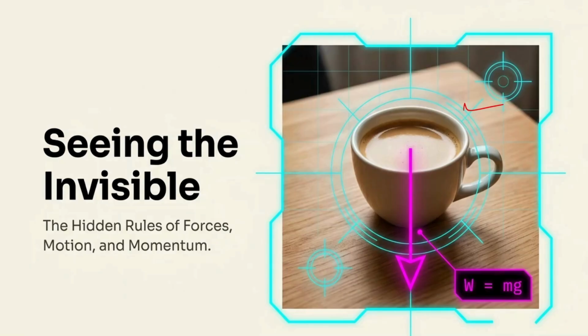The cup of tea or coffee is not moving at all. The table is not moving. There seems to be nothing interesting happening. But actually, there are several forces acting on that cup of tea. So, in this lesson, we are going to uncover some invisible forces. That's why I write here, seeing the invisible.